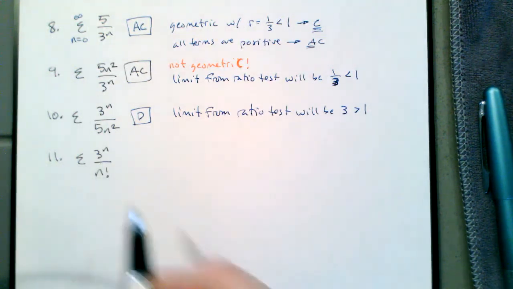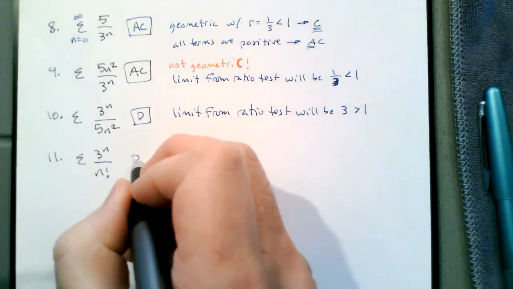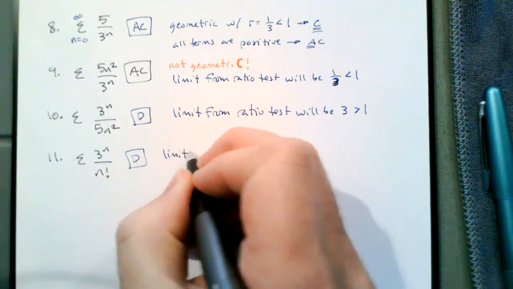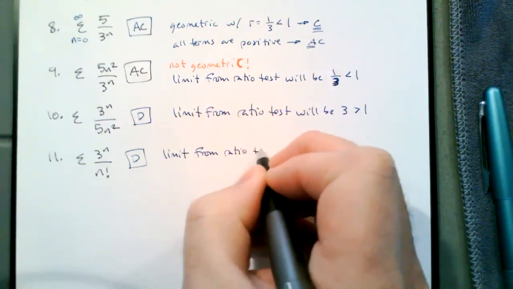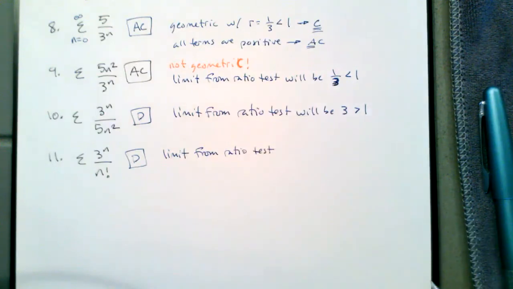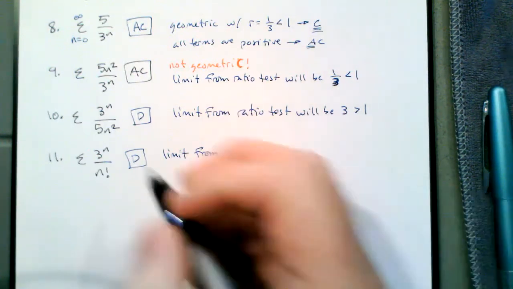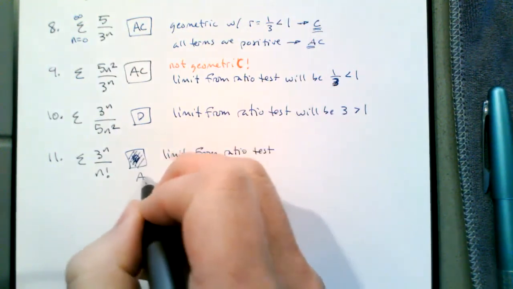So the denominator wins. The factorials win. This one diverges. The limit from the ratio test will be 0. Oh, wait, sorry. I didn't flip it like I intended to. The denominator is winning, so we'll get absolute convergence.